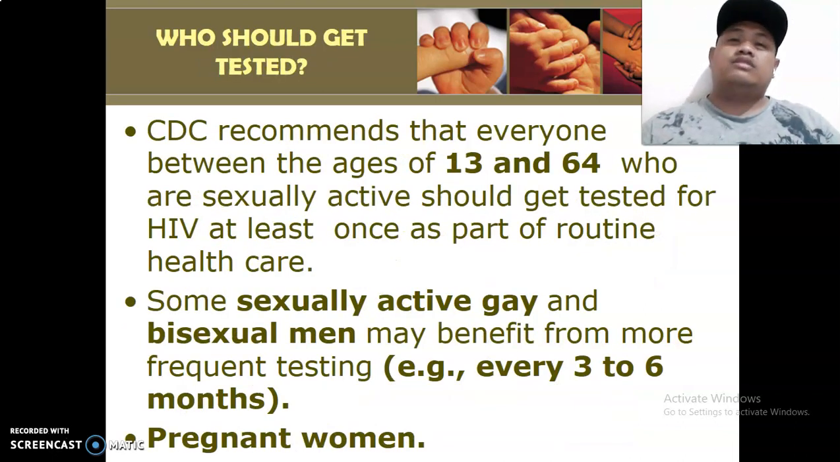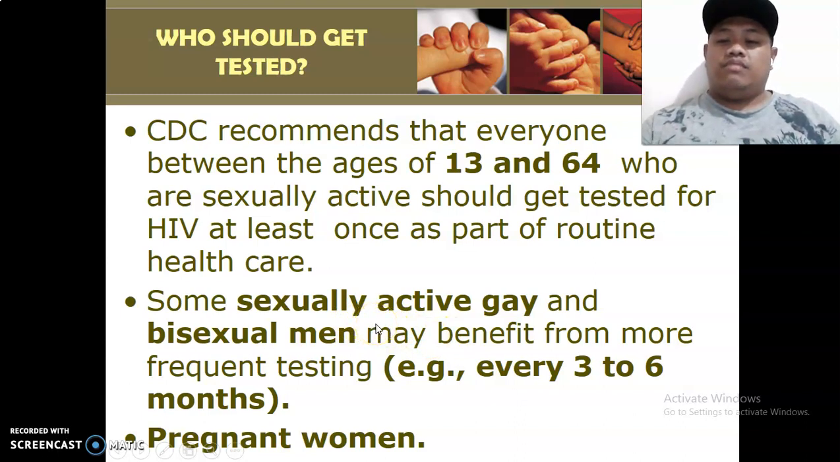Now, who should get tested? Okay, who are the people who should get tested with this condition? CDC recommends that everyone between the ages of 13 to 64 who is sexually active should get tested for HIV at least once as part of their routine health care. Okay, we do it more often for some sexually active gay and bisexual men, they also may benefit from this frequent testing, for example every 3 to 6 months, because they are the population that is most at risk according to the statistics, because a lot of the confirmed cases are under this population group.